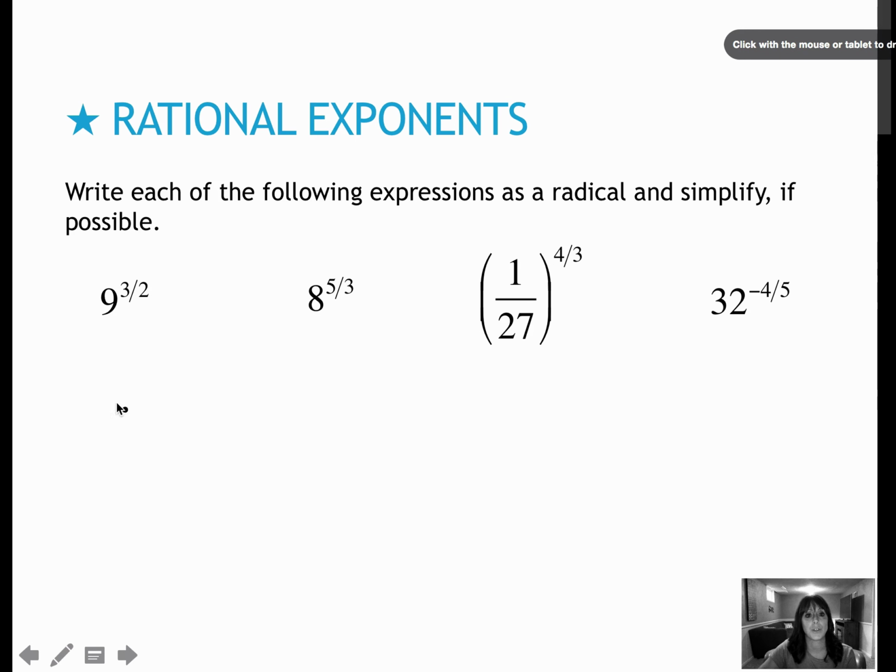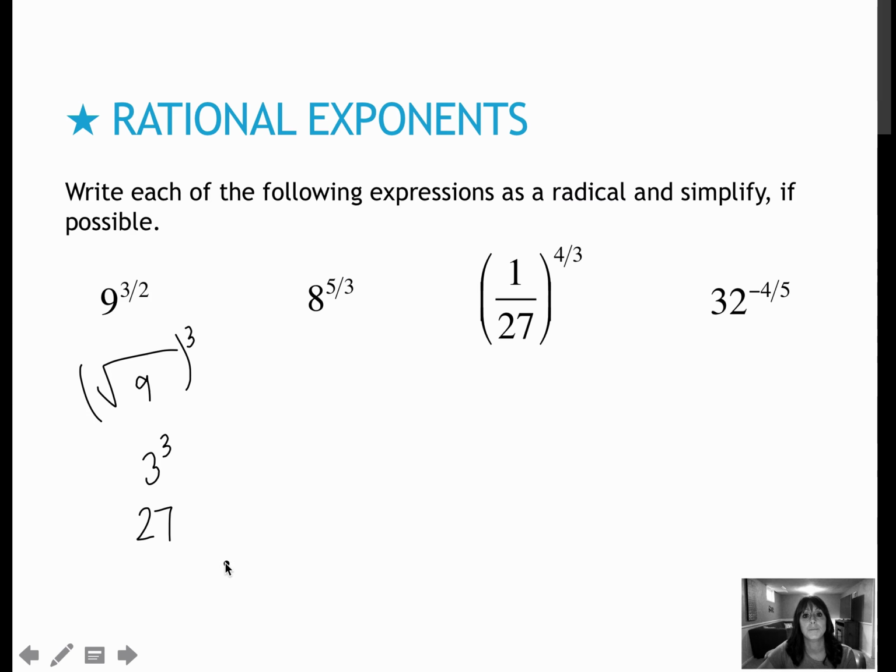For the first, 9 to the 3/2 means I'm taking the square root of 9 and then I'm cubing it. The square root of 9 is 3. 3 cubed is 27. 8 to the 5/3 means take the cubed root of 8 and then take it to the 5th power. Cubed root of 8 is 2. 2 to the 5th is 32.